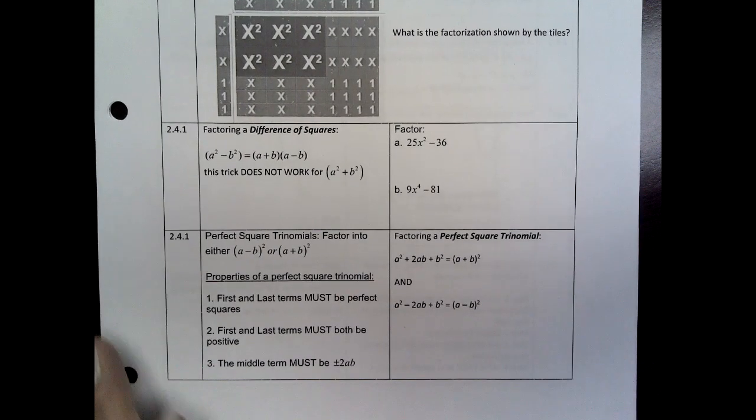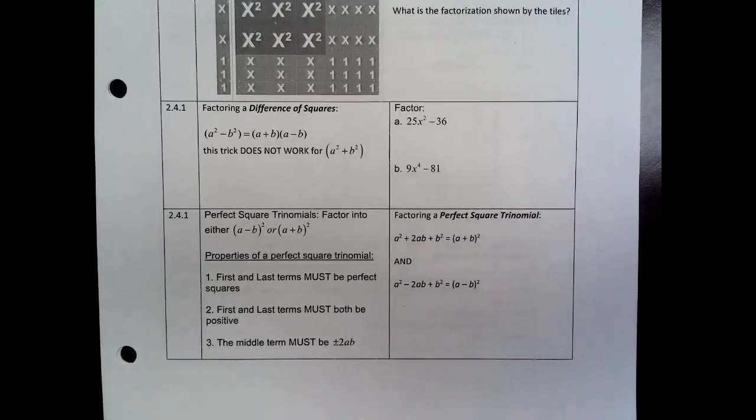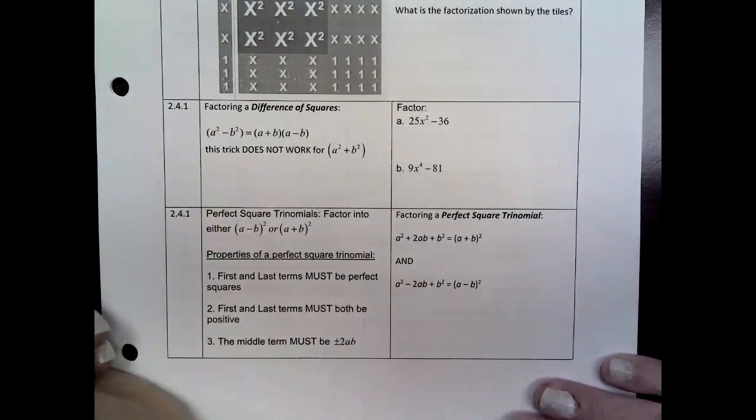Okay, so today is Algebra 1, Chapter 2, Section 4, Apex version. So the first thing we're going to talk about is factoring a difference of squares.